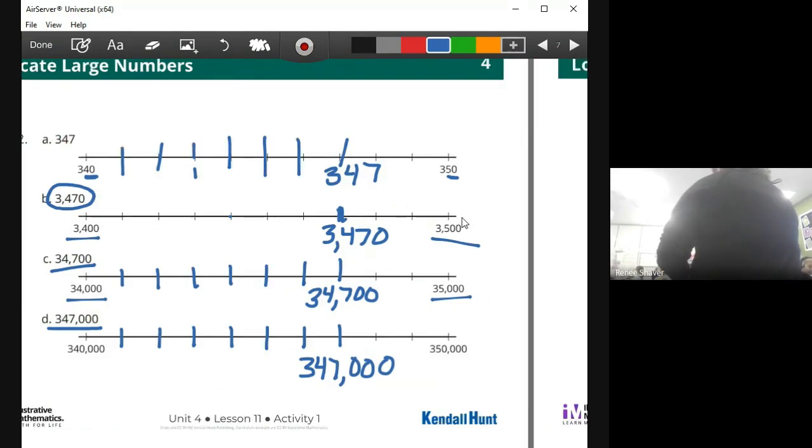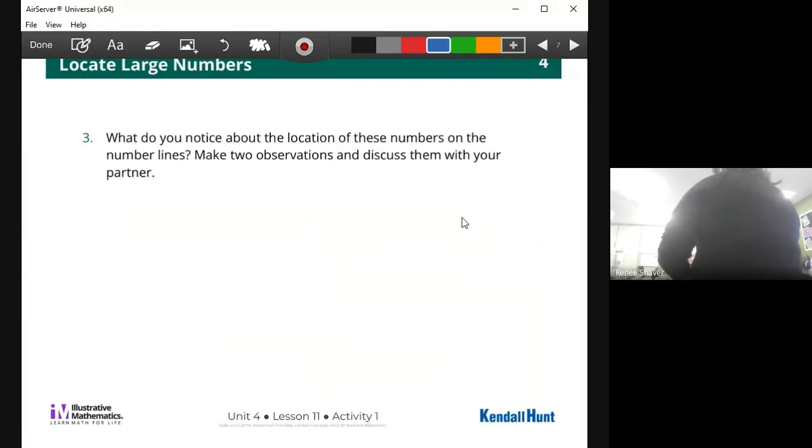Okay, let's look at number 3. What do you notice about the location of these numbers on the number line? Make 2 observations and discuss them with your partner. So guys, I want you to write down 2 sentences. After you write them, share it with another person at your table. Go.